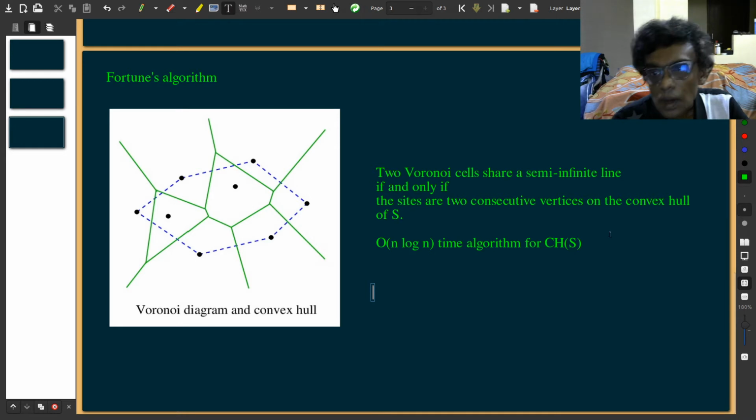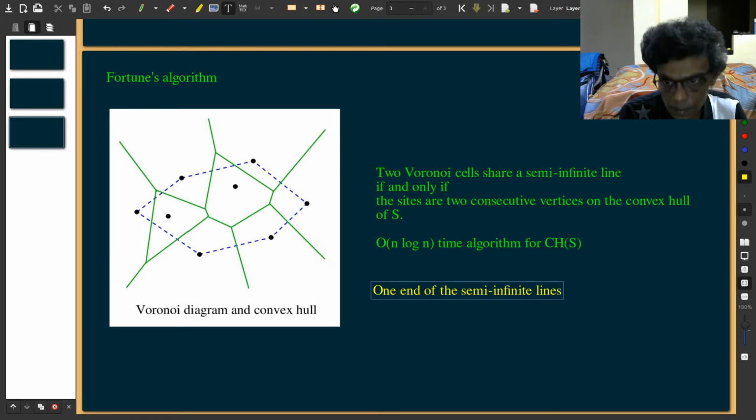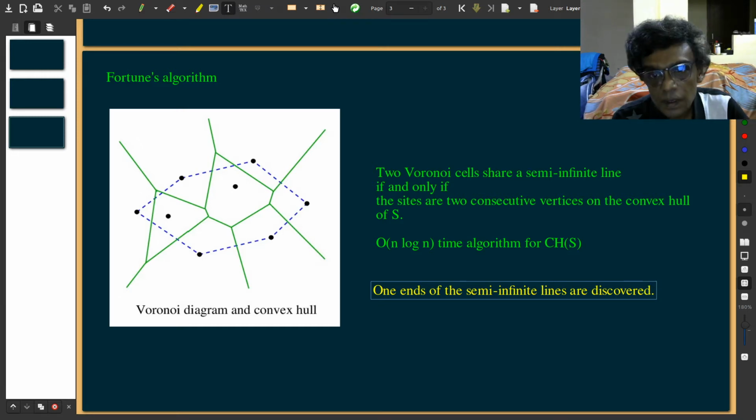Now, after this convex hull construction, I have determined one end of the semi-infinite lines. One end of each semi-infinite line is discovered by the convex hull computation.